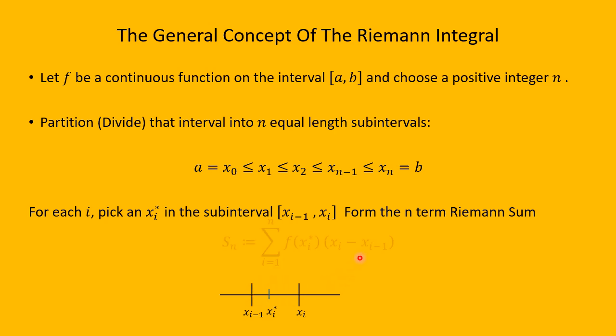The Riemann sum that we'll form for this continuous function is the nth Riemann sum: S_n is the sum, i goes from 1 to n, of f of x_i star times (x_i minus x_(i-1)). The second factor is just the length of this subinterval, and this first factor is just our function f evaluated at this point x_i star within the ith subinterval.